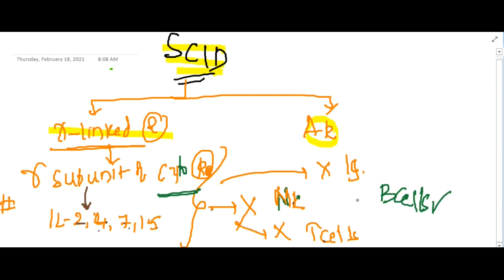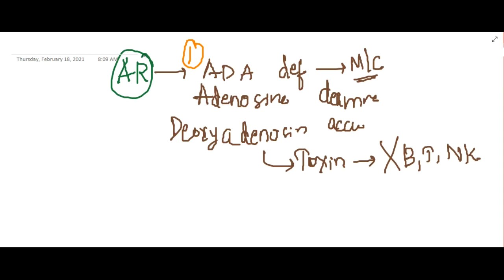But B cells will be present in this type. Then we also have autosomal recessive type of severe combined immunodeficiency. Autosomal recessive types of severe combined immunodeficiency are of three types. One, we have adenosine deaminase deficiency. ADA is adenosine deaminase deficiency.